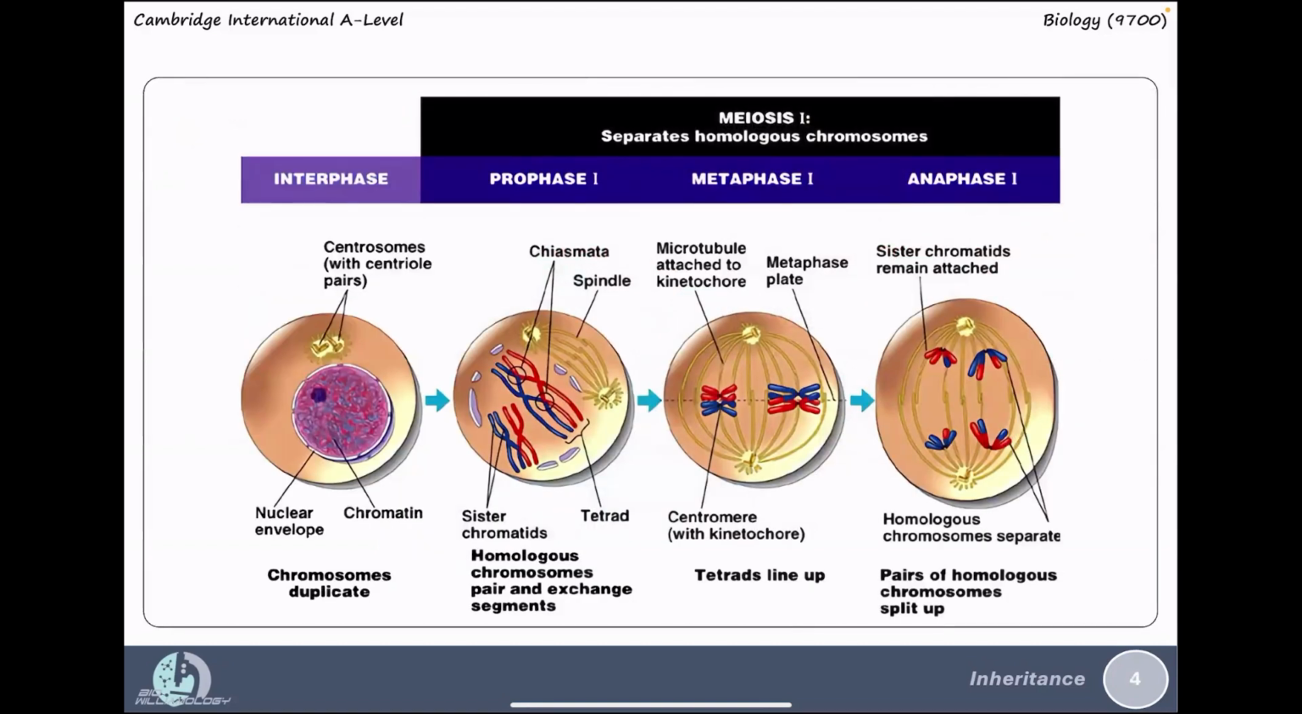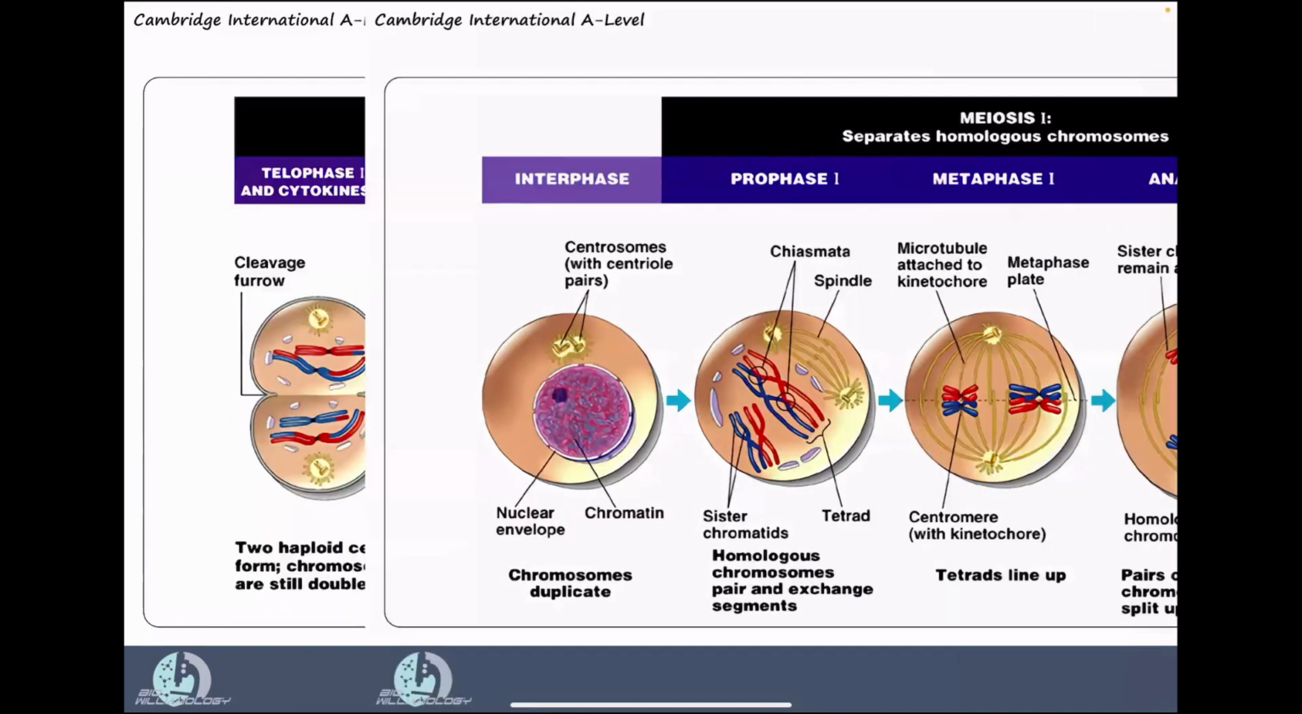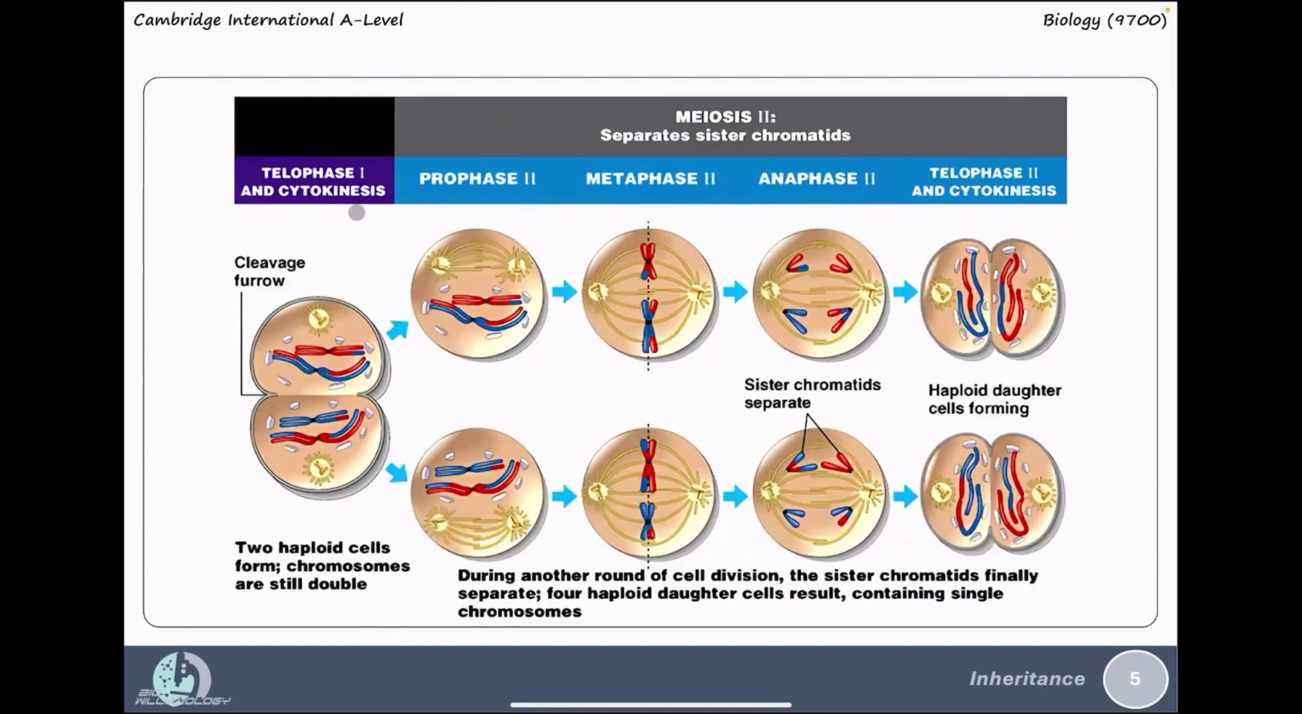So the diagram summarizes the entire process of meiosis, which includes meiosis 1. The role of meiosis 1 is to separate homologous chromosomes. It starts from the interphase, followed by prophase 1, metaphase 1, anaphase 1, telophase 1, and cytokinesis.